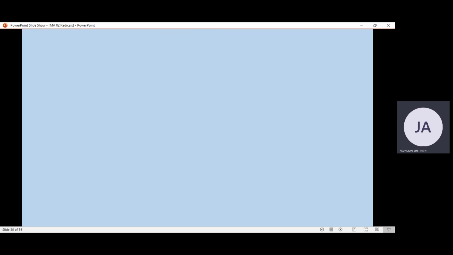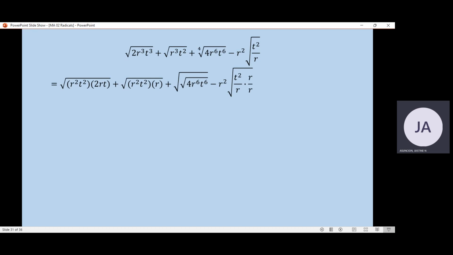Next example, the square root of 2r cubed t cubed plus the square root of r cubed t squared plus the fourth root of 4r raised to 6t raised to 6 minus r squared square root of t squared over r. Okay, so again, let's utilize the laws of radicals here. So square root of 2 r cubed t cubed can be expressed as square root of r squared t squared times 2 rt. Okay, so we extract here a perfect root.